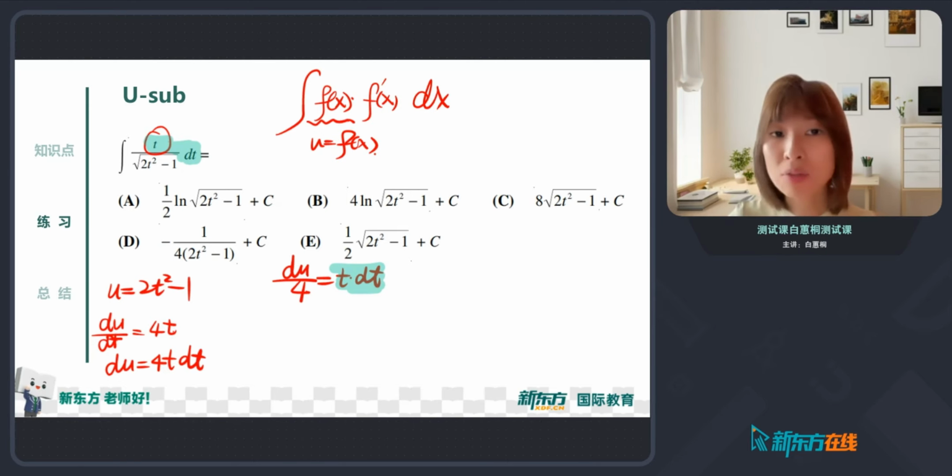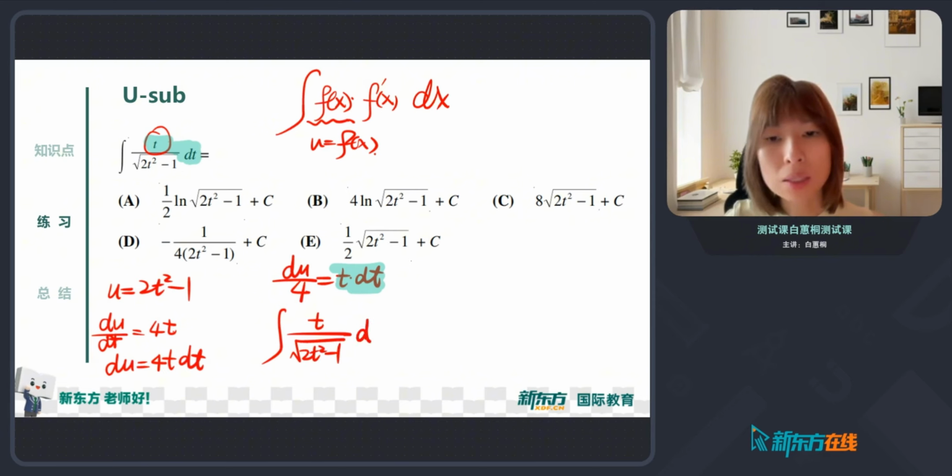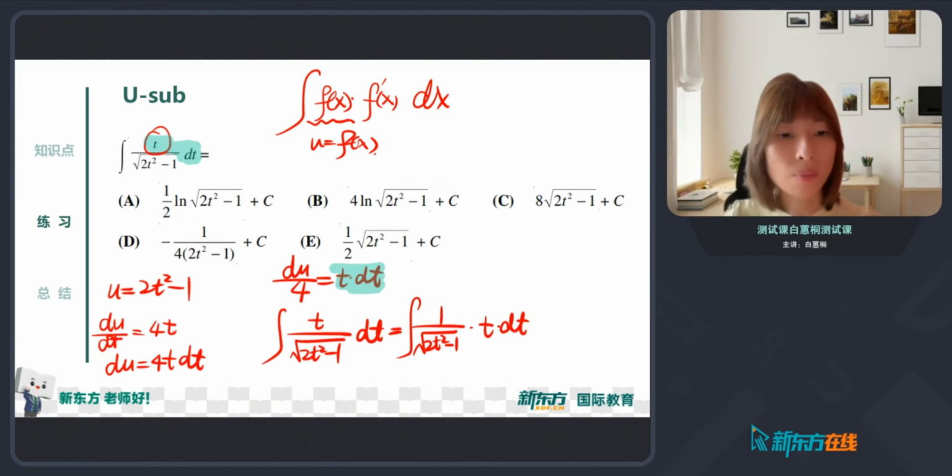So now it's time to substitute. The original integral, t over the square root of 2t squared minus 1 dt, can be written as the integral of 1 over the square root of 2t squared minus 1 times t times dt. So here is the thing. This part can be replaced with u, right?